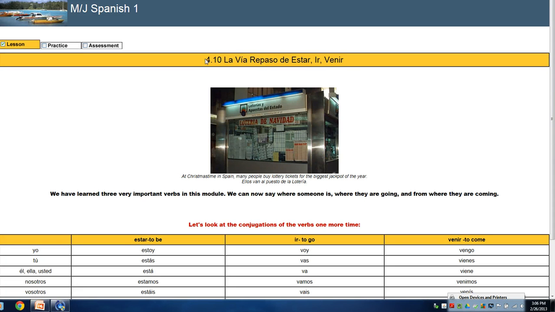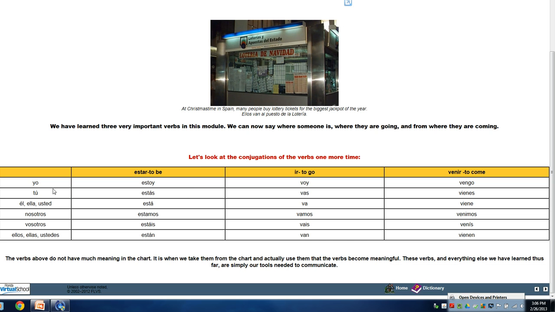Okay, in review 4.10, you're going to put together all of the important things that you've learned before you take an assessment or a quiz on this. So you're going to review the verb estar, ir, and venir. Okay, those are the three verbs. Make sure you know the conjugations below.